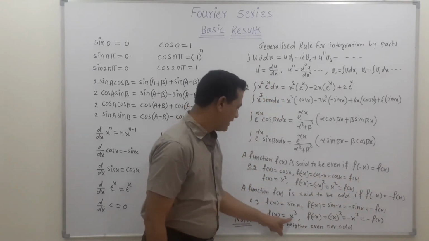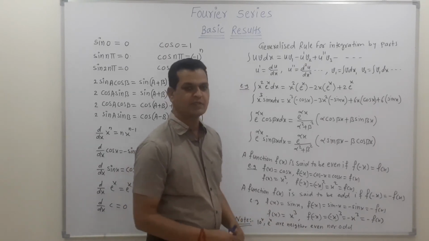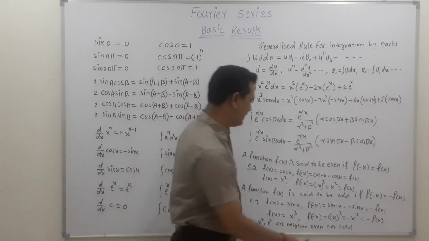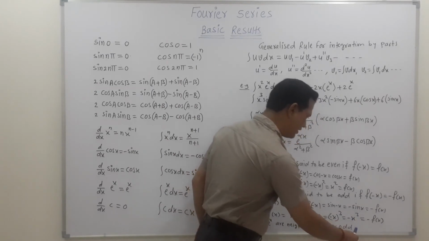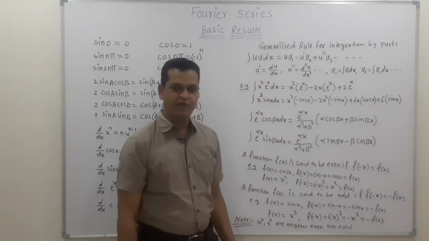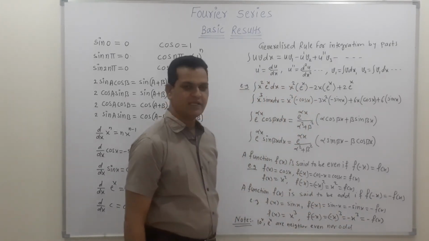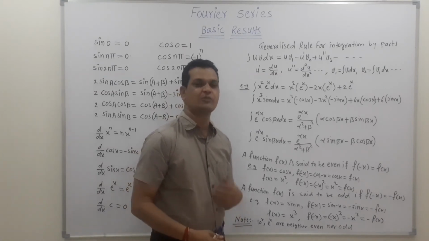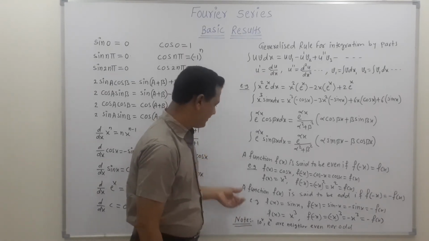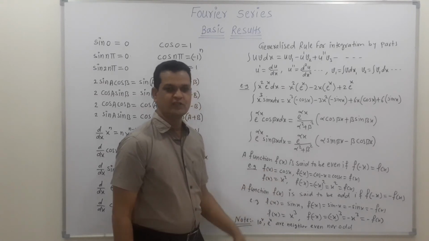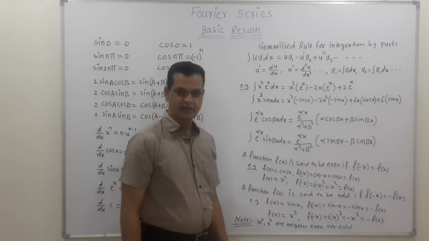Similarly, f of x is equal to x cube. If we replace x by minus x, then we get minus x cube, which is equal to minus f of x. So this function is odd. That means f of x equal to x cube is odd. So this is the definition of an even function and an odd function. We also require this information for learning the Fourier series.